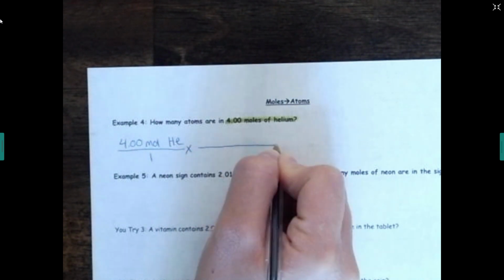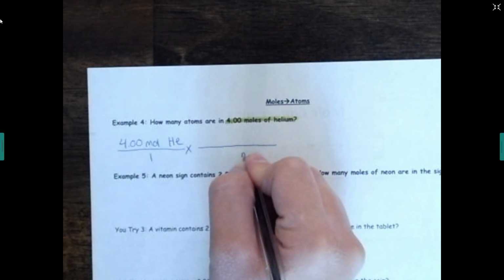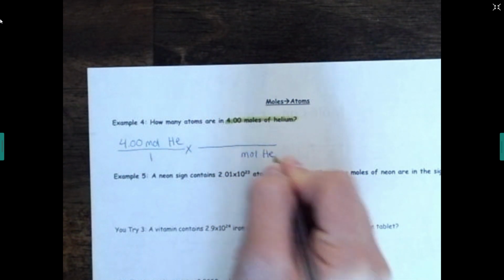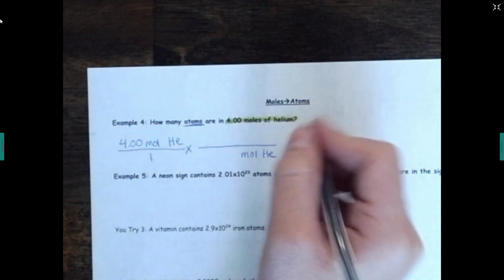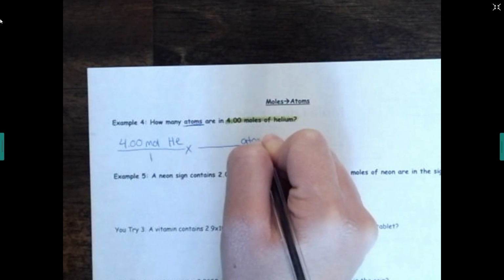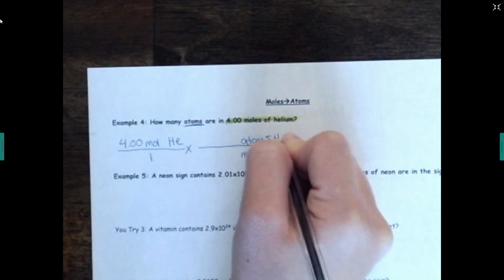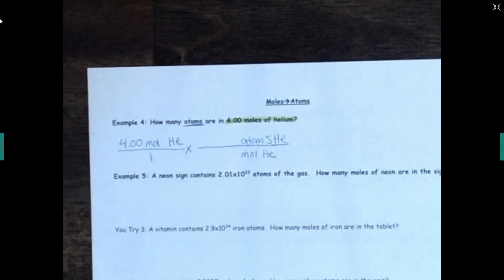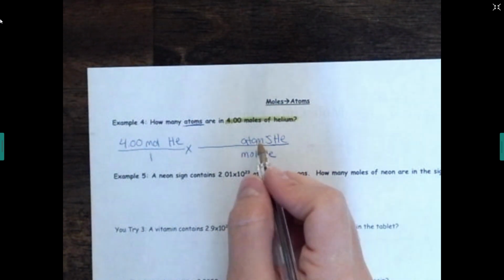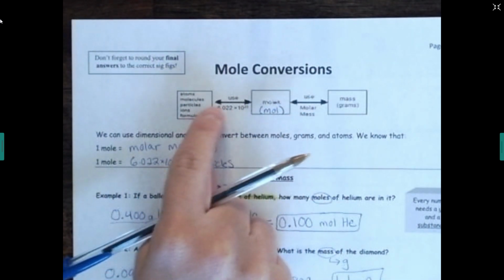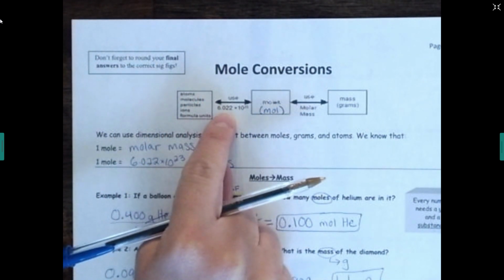Same process. Because I have moles of helium here, moles of helium has to go down here. Now, whatever we're looking for goes on top. We're looking for atoms this time. We're looking for atoms of helium. So let's put atoms of helium. Okay, now where I see the word atoms, well, that's not grams, that's different. That's atoms. So let's look at the front. We know that when we see atoms, we need to use 6.022.